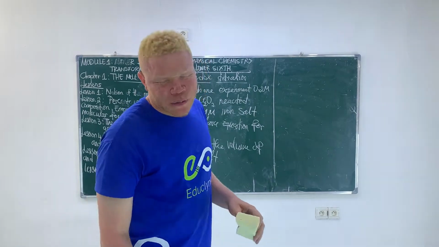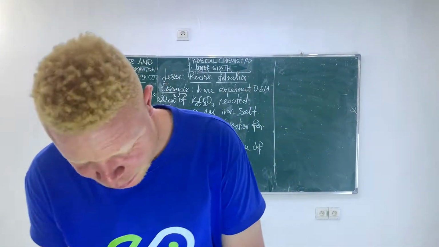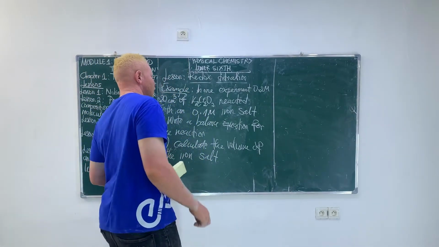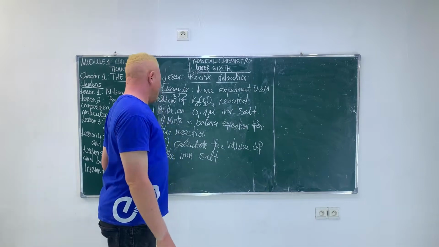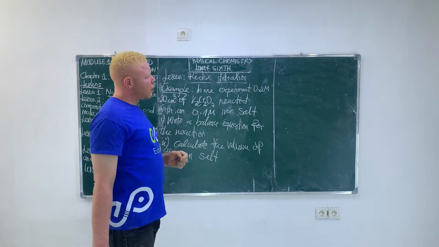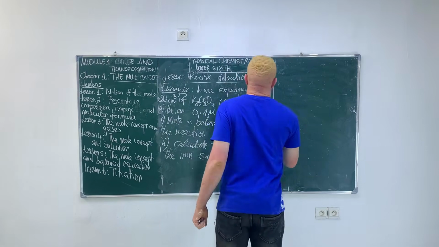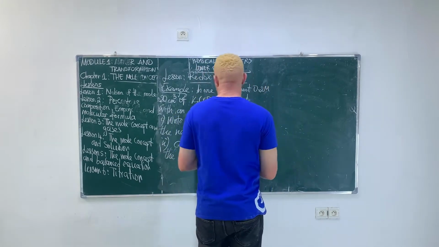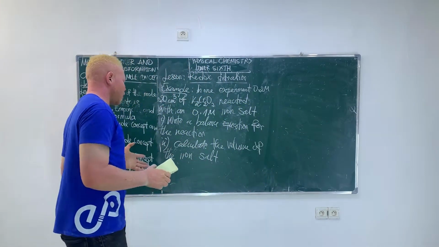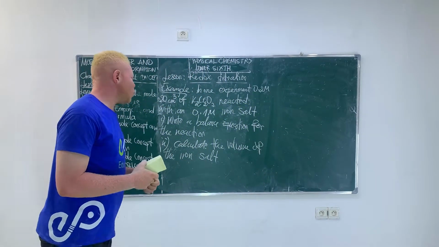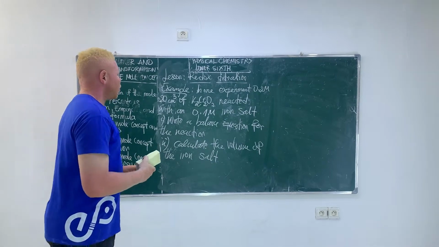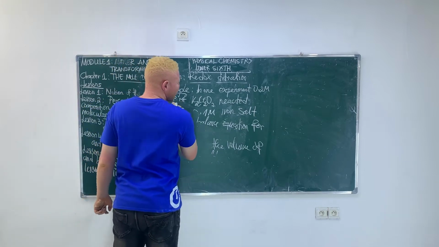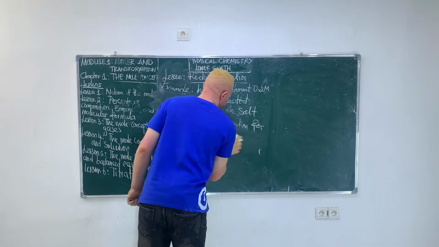So in this case, the first step is to write the balanced equation. That's step 1. Step 2 now is to calculate the volume of the iron salt. So let's start with the balanced equation.